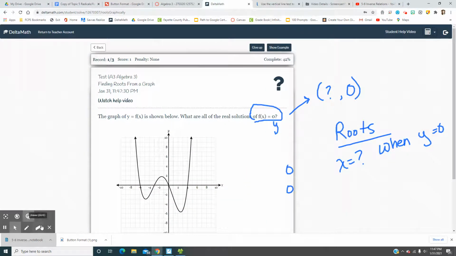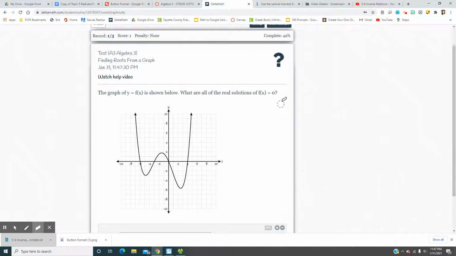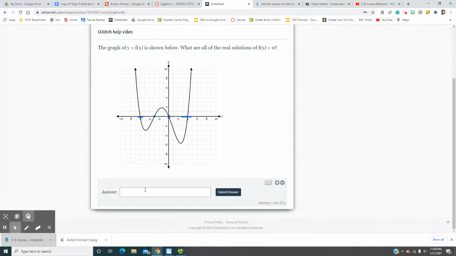Let's try another one like that. Same deal. I'm looking for the x's where y is 0. So again, I go to the y-axis. I find 0 on the y-axis. 0 is actually the x-axis. So I'm going to find all the points where the graph hits the x-axis. Right here, right here, right here, and right there. And then I just list those points. Looks like it's going to be negative 6, negative 3, 0, and 4.